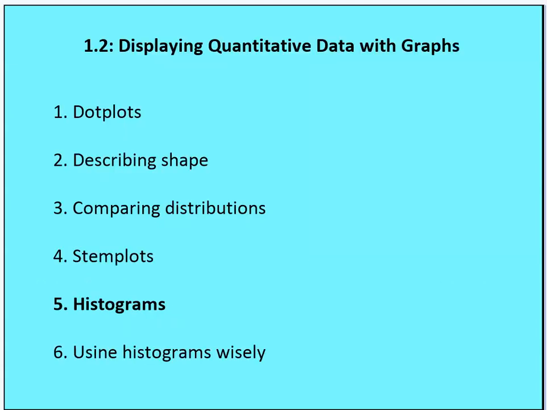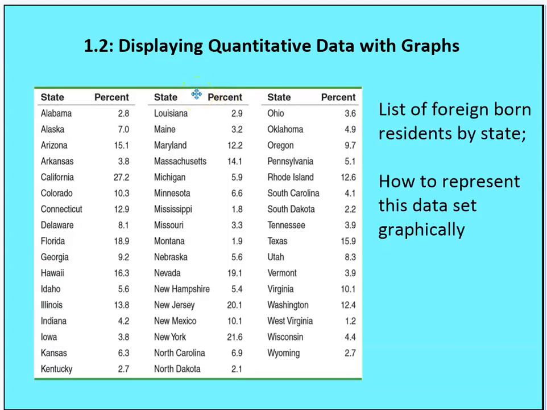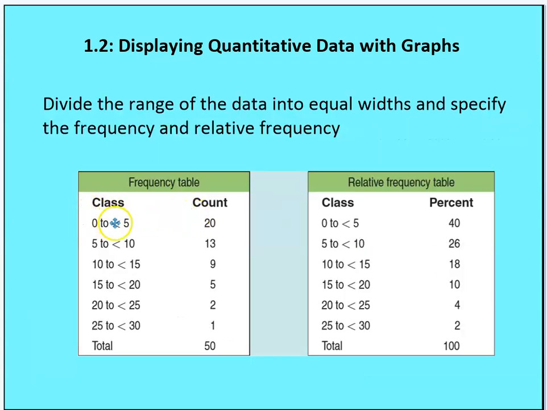All right, next thing we want to do is talk about histograms quickly. So this is a list of percent of foreign residents born by state, and we're trying to figure out how to represent this graphically. So you can see we have a large percent and different percents for each of the states. So what I want to do now is I'm going to group by class 0 to 5%, 5 to 10, 10 to 15, 15 to 20, 20 to 25%, and then 25 to 30%. I'm going to use a frequency table to create a count, and then from there I'm going to create a percent for each of the data sets.